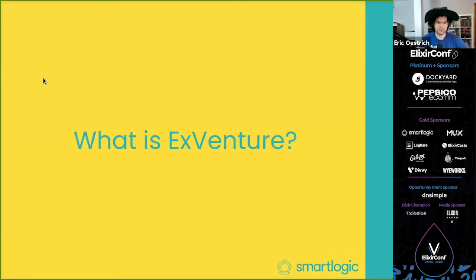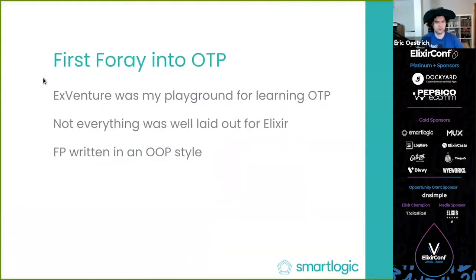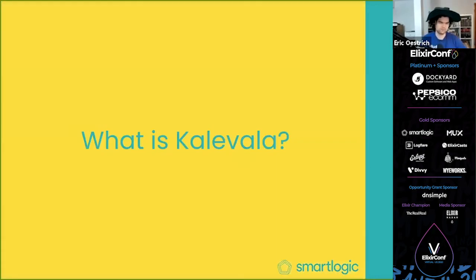So first off, what is Xventure? This was my first foray into OTP. It was a learning playground. So not everything was the most well laid out for what is a good Elixir application. And it's kind of like functional programming written in an object-oriented style. So things could be a lot better.